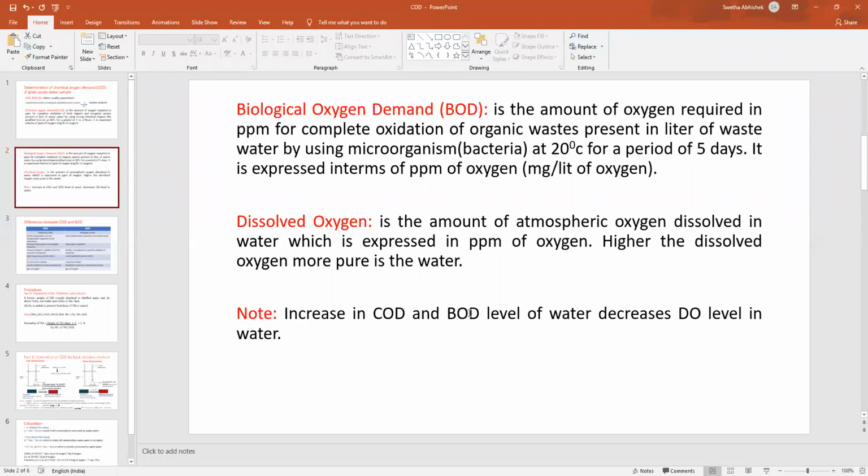Therefore, it is very important to know the amount of impurities present in water, which can be further discharged into a water source. Now you got to know what is COD, what is BOD, and what is DO, and how COD and BOD are related to DO. Very simple: with increase in COD and BOD level, DO level decreases. Okay, we go through the next slide.